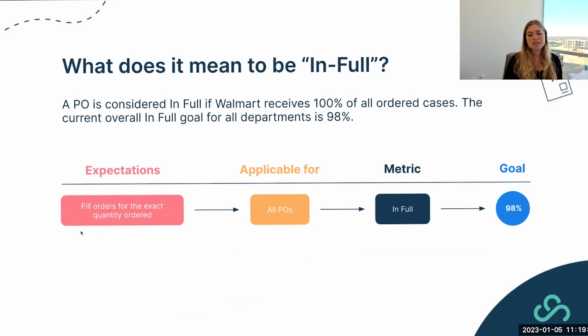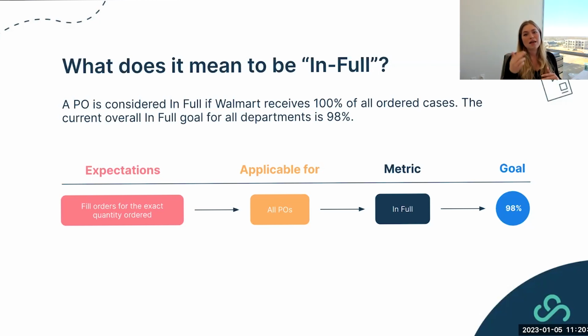All right, so what does it mean to be in full? In full, like I've been mentioning, just means that you are shipping the number of items that Walmart requested, the number of items that Walmart ordered. It's not going to matter what department you're in or how you ship. Everyone has the same in full expectation. So are you shipping everything you said you would? This is also that 98%. You are just trying to be at 98% or above across the board.